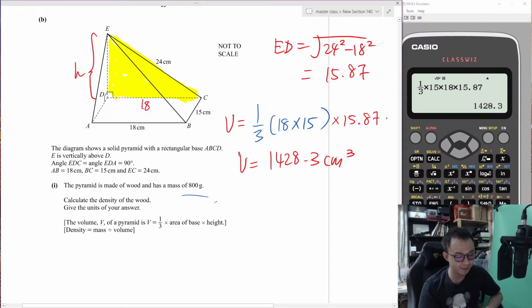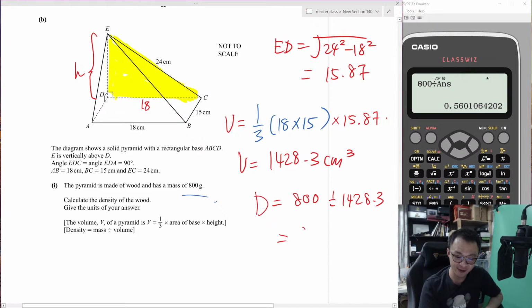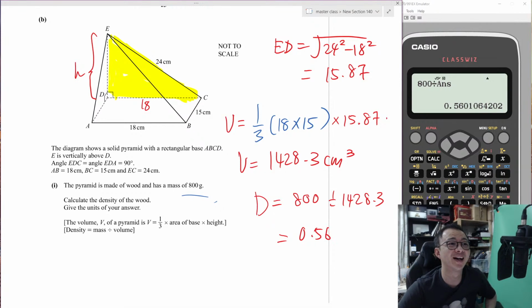Alright, then we want to find the density. So the density is the mass divided by the volume. So 800 divided by my answer here. So the density is 0.56. Kind of weird, but I hope this answer is correct here.